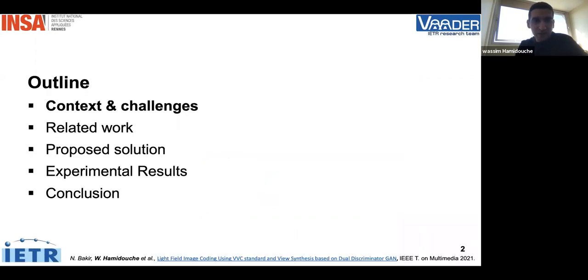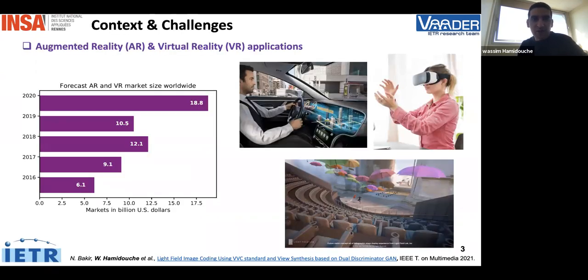As usual, I will give the context and the challenges behind this work. Recently, as we can see in the figure on the left, the market of augmented reality and virtual reality has increased significantly during the last year. This is because this technology is used in many prominent applications, like autonomous driving, entertainment, and healthcare, for example. Now we will see how we can generate virtual reality using light field imaging technology.